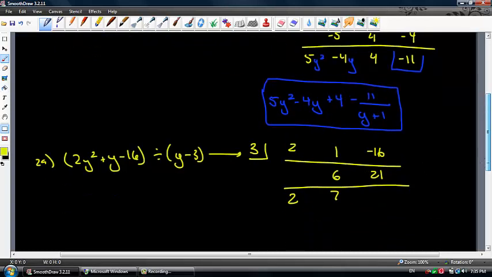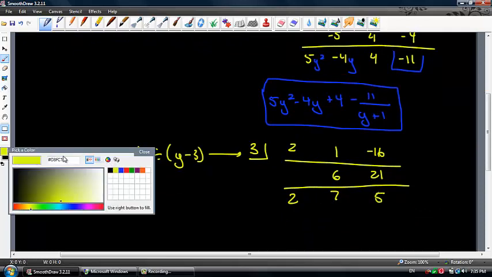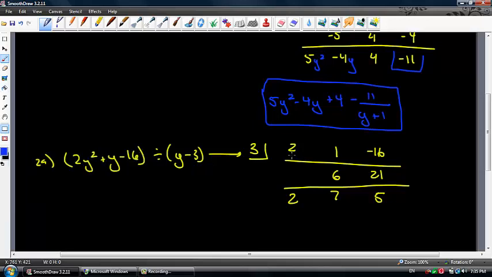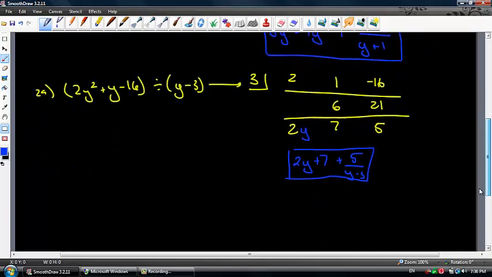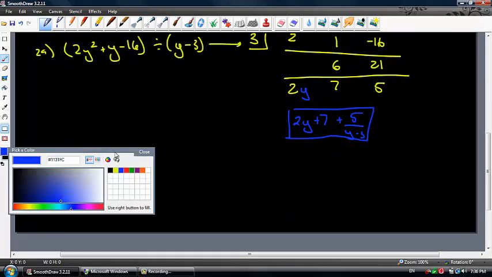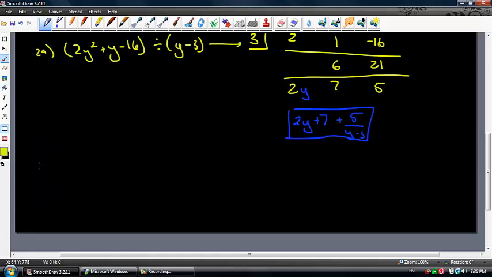Hopefully this is becoming kind of automatic for you guys. I get a 5 here. I am now done. This term used to be y squared, it is now y. This used to be y, and now it is nothing. So your final answer is 2y plus 7 plus 5 over, that's a sloppy 5, over the original divisor, which is y minus 3. Okay? Synthetic division does have its advantages. I believe it's faster most of the time.